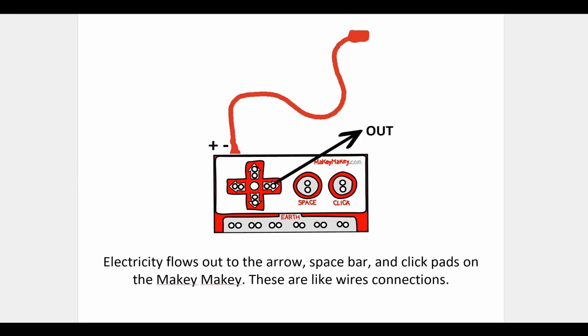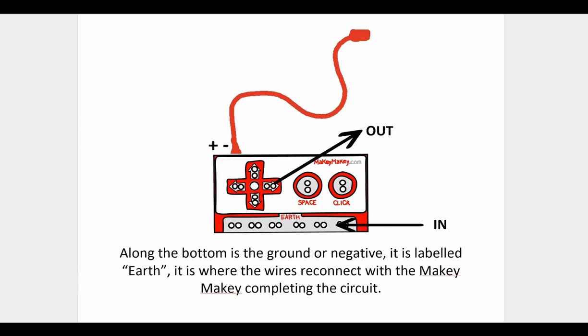Electricity flows out to the arrow, the spacebar, and the click pads on the Makey. These are like wire connections. Along the bottom of the Makey is a ground or negative. It is labeled earth. This is where the wires then reconnect with the Makey, completing a circuit.